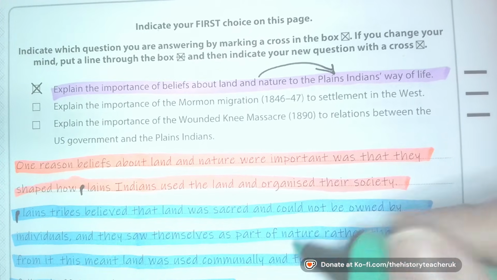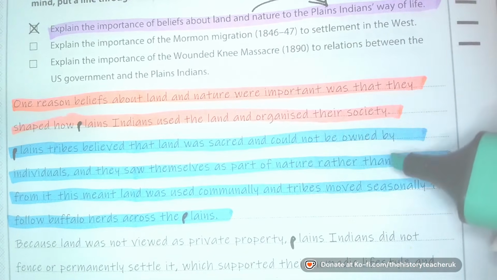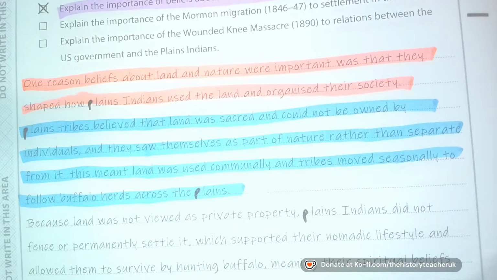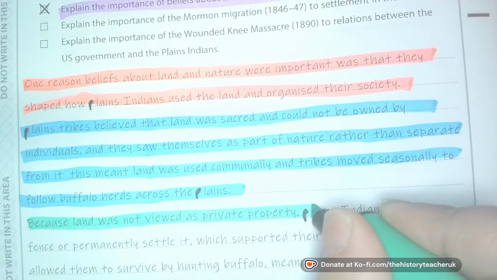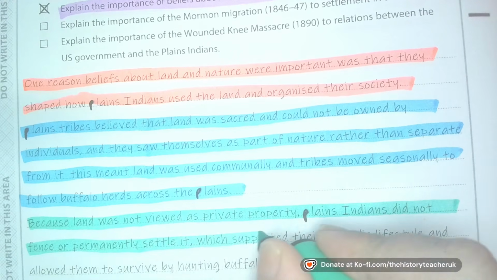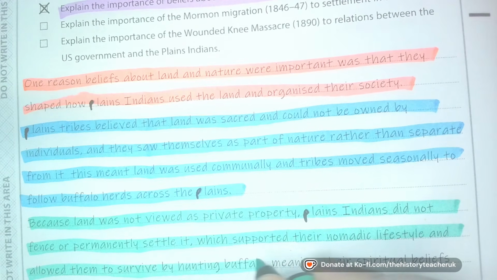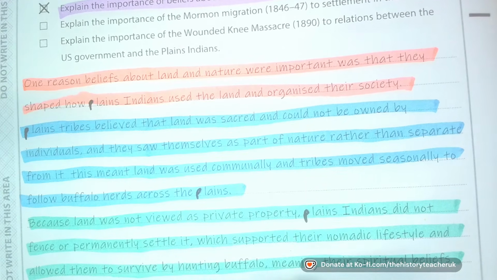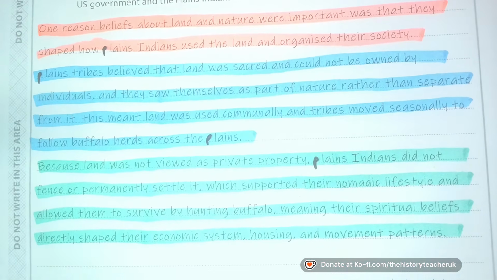Now I need to link this to this. So I need to say, why does this mean that it was important to their way of life? Their beliefs are important to their way of life. So because land was not viewed as private property, Plains Indians did not fence or permanently settle it, which supported their nomadic lifestyle and allowed them to survive by hunting buffalo, meaning their spiritual beliefs directly shaped their economic system, housing and movement patterns. There you go, nice and straightforward.